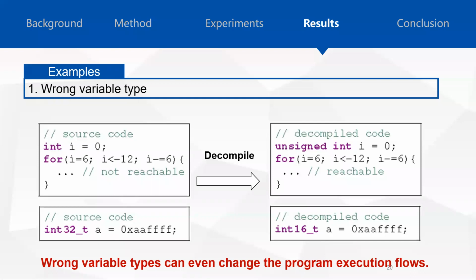Here, I will give 3 examples of our findings. The first one is wrong variable type. We found that wrong variable types can even change the program execution flows. In this example, variable I is int type in the source code, but it's recognized as unsigned int type. If an unsigned int variable is compared with a minus value, for example minus 12, this minus value will be converted to unsigned int. It will be a huge positive value. Thus, the value of this expression is true, and unreachable statements become reachable.